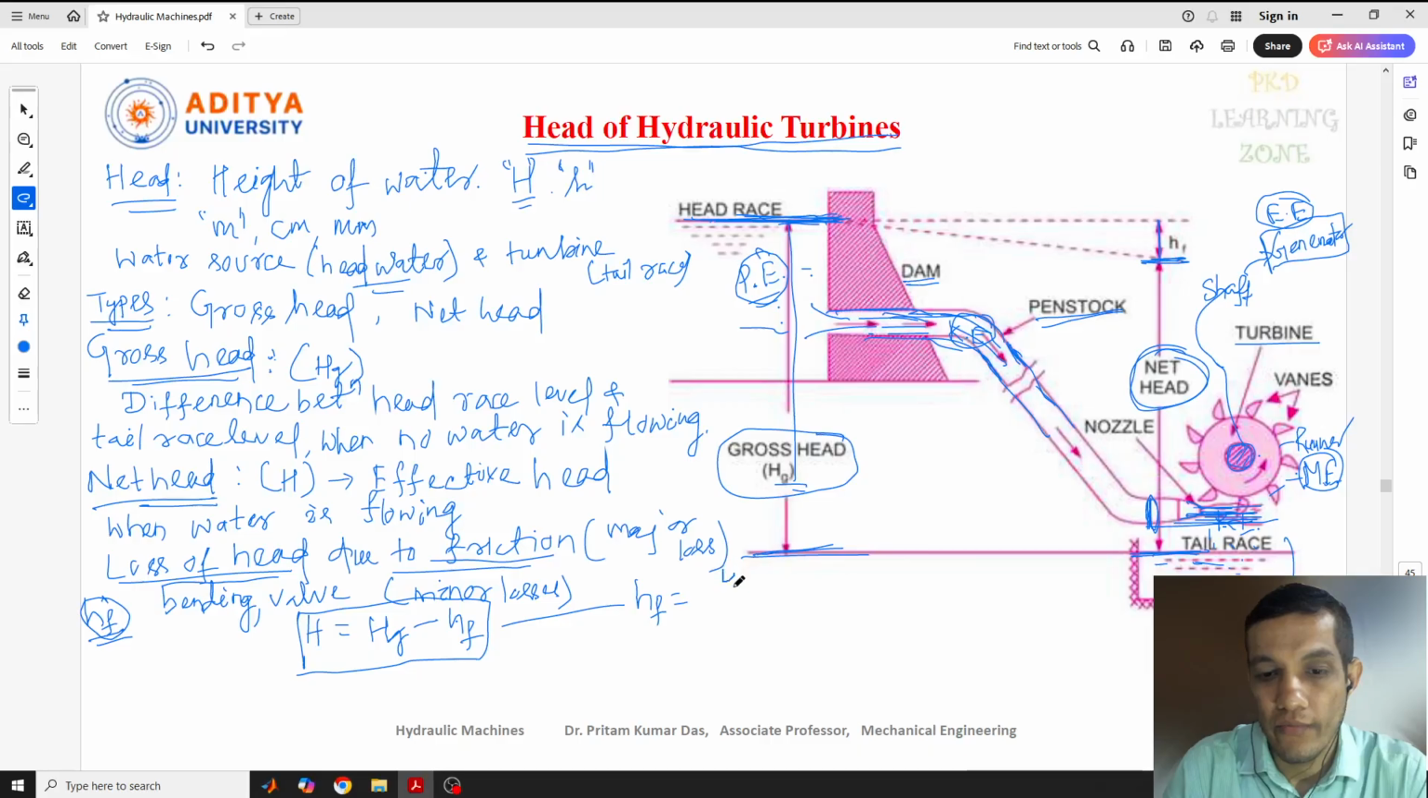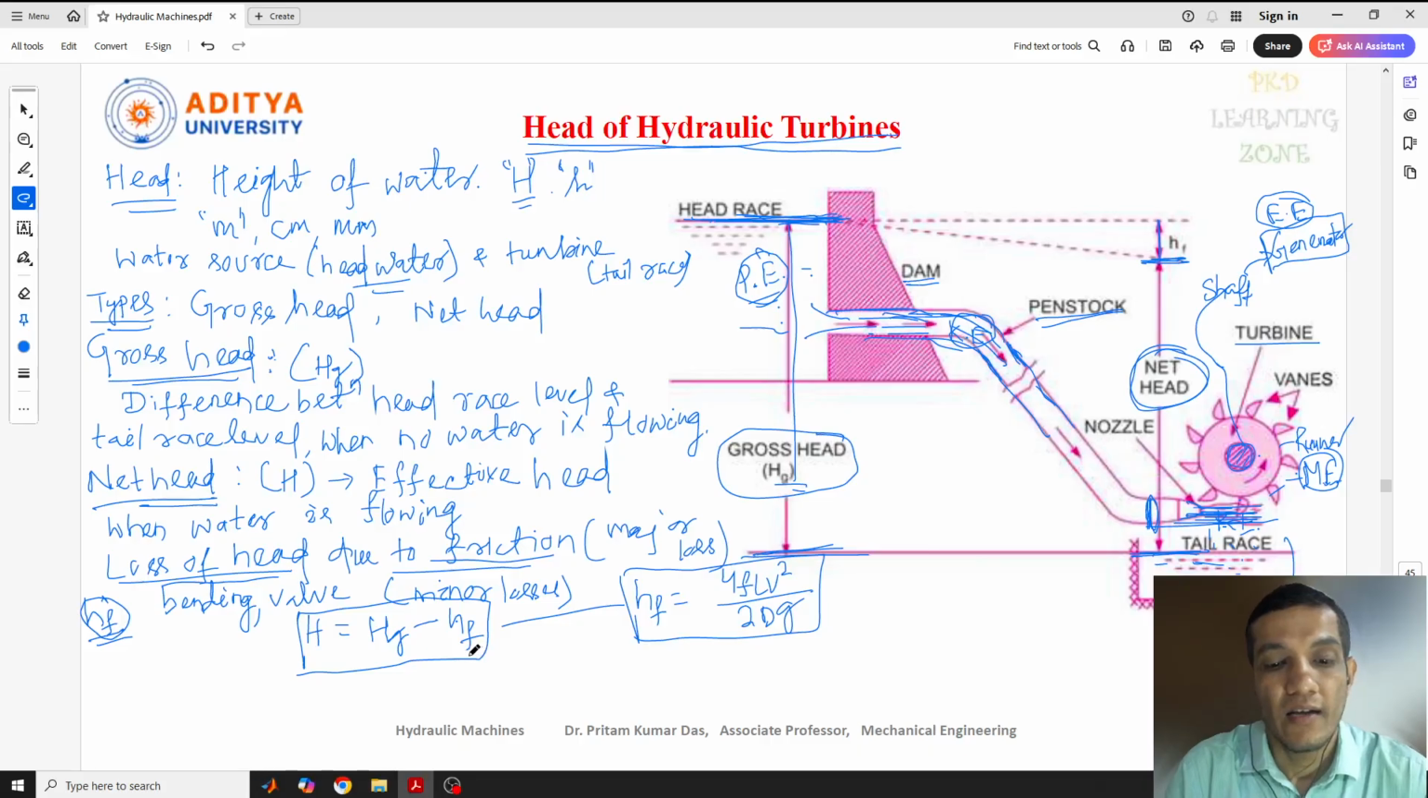And there we have found one equation like 4fLV² by 2dg. This is the major loss equation, or Darcy-Weisbach equation. Here, F is the friction factor, V is the velocity, D is the diameter, and L is the length of the penstock. So all the terms we have seen previously.